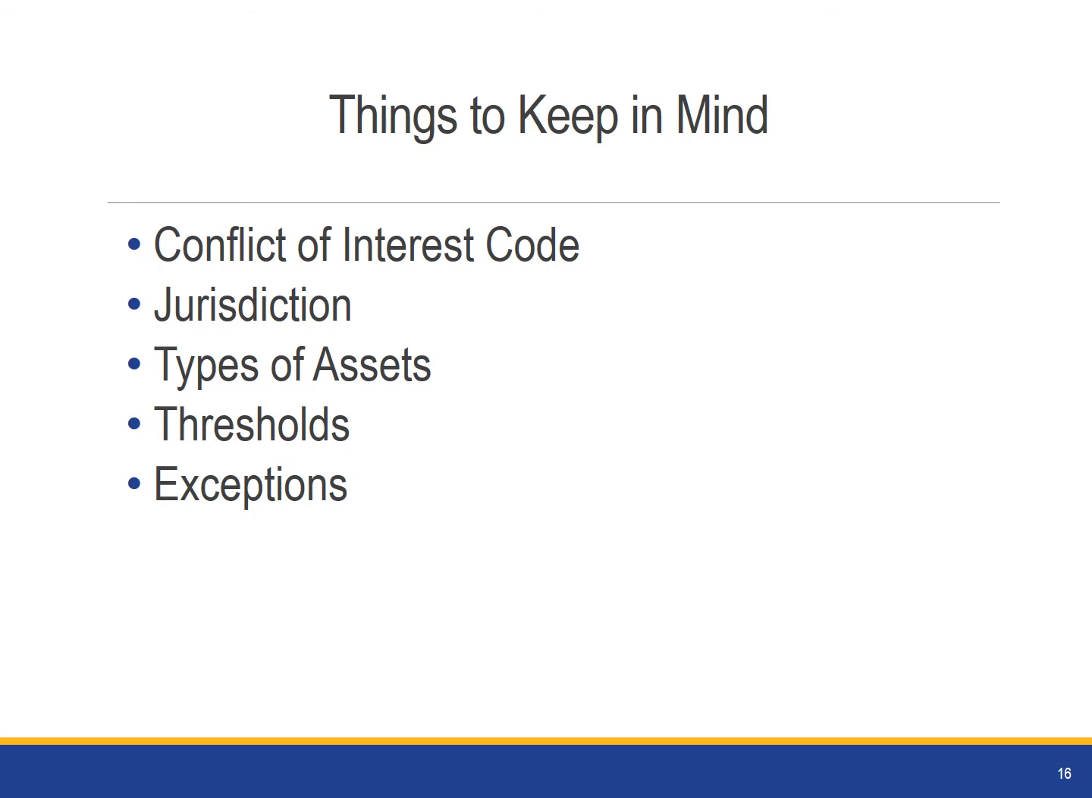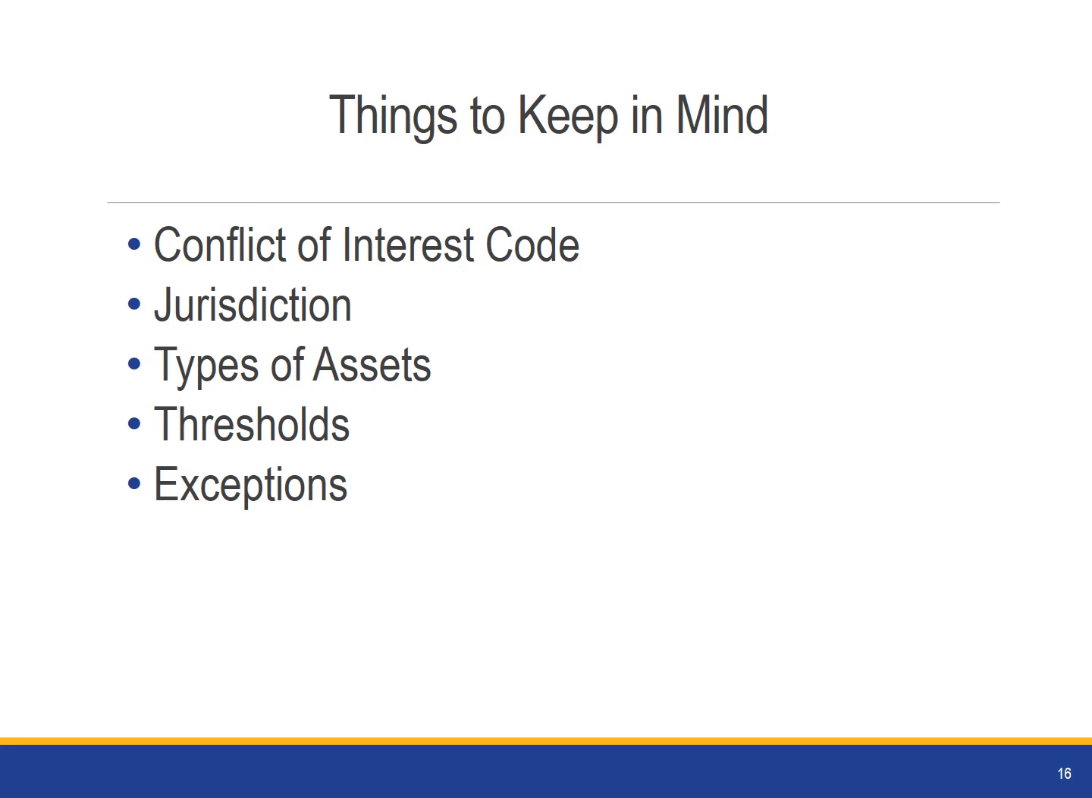As you complete your statement, keep in mind the following. First, your agency's code may require you to disclose only specific financial interests. Please review your code carefully to see what you are being asked to report. Also, you only have to report interests or sources that are located in or doing business in your agency's jurisdiction. Additionally, you should consider what types of financial interests you hold. Some interests, such as mutual funds and government income, are not reportable.